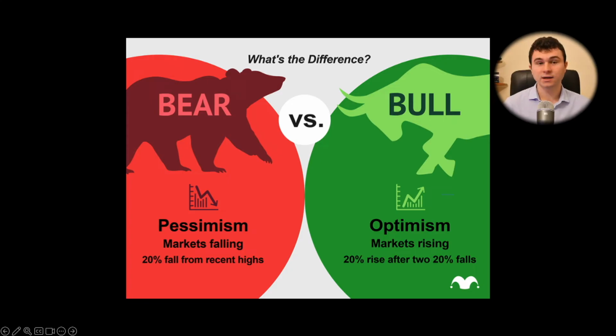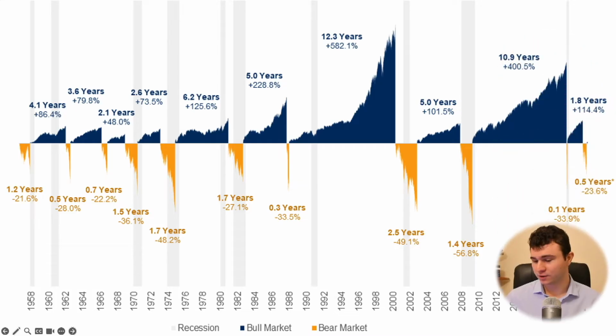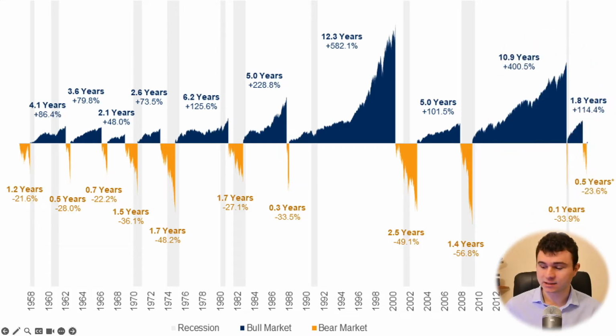Well, the bull market is the opposite. It's optimism. It's if an index or a stock rises 20%. So you have two types of markets, but they operate very differently. For example, in these slides, you can see that bull markets are much longer than bear markets. The blue lines are bull markets. The orange lines are bear markets.